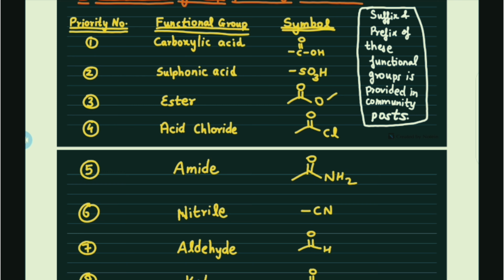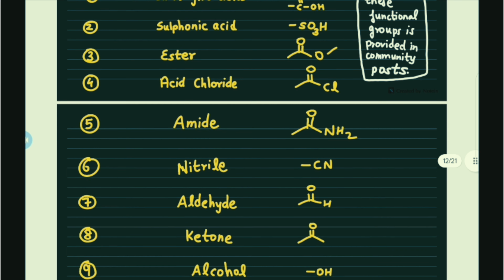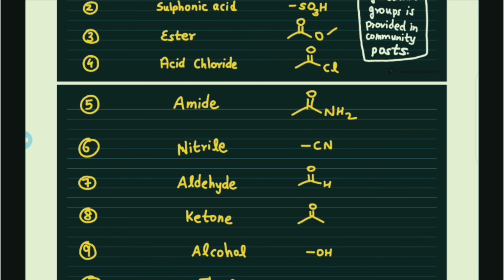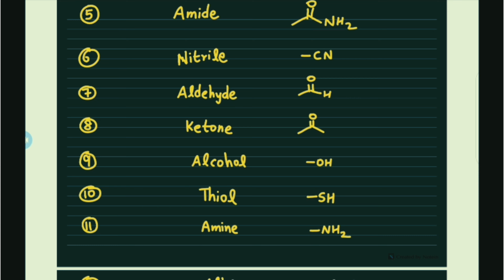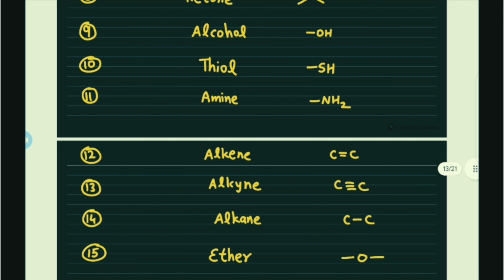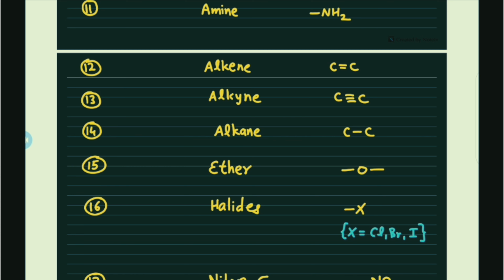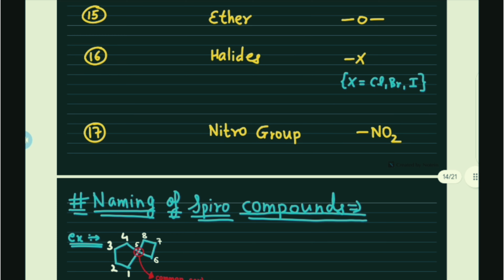At the first priority comes the carboxylic acid group. Second priority goes to sulfonic acid. Ester comes at third priority. Acid chloride comes at fourth. Amide at fifth. Nitrile at sixth. Aldehyde at seventh. Ketone at eighth. Alcohol at ninth. Thiol at 10th. Amine at 11, alkene at 12, alkyne at 13. See, we have seen the priority before also. Double bond has more priority than triple bond. This chart proves the same. 14th priority goes to the alkanes. 15th priority goes to ether, then halides, and the last priority goes to the nitro group.